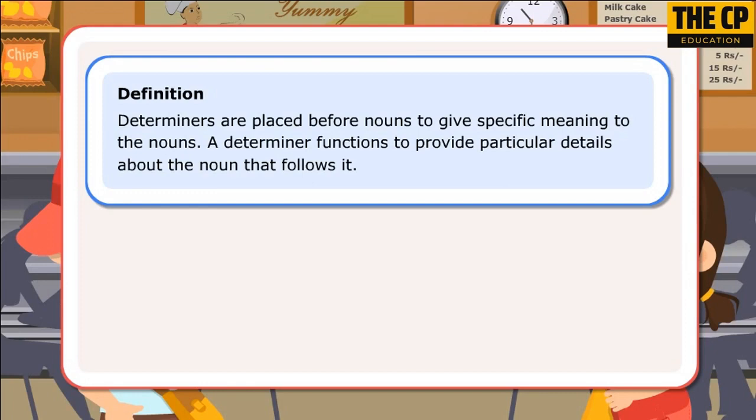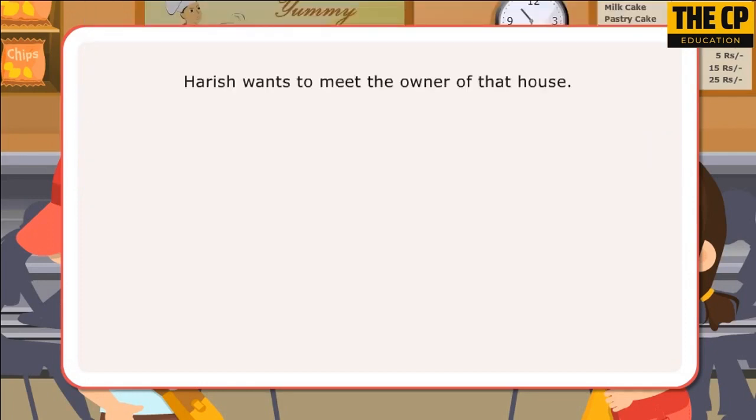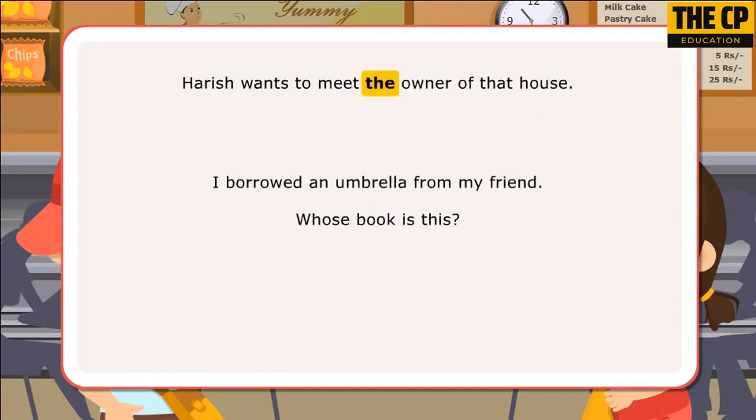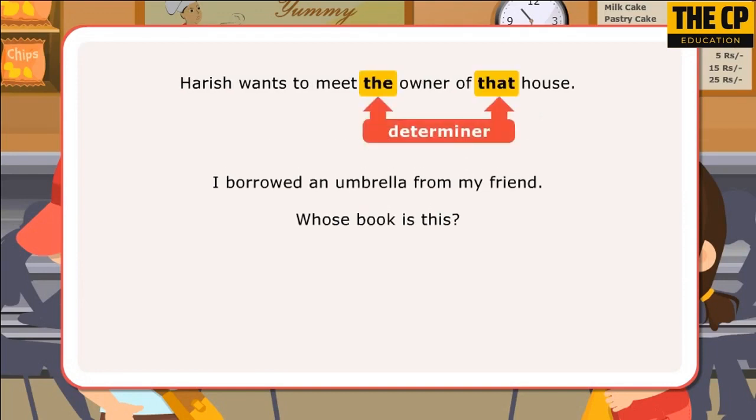Let us look at a few sentences. Harish wants to meet the owner of that house. I borrowed an umbrella from my friend. Whose book is this? In the first sentence, the and that are determiners, since they specify a particular person and point out a particular house.